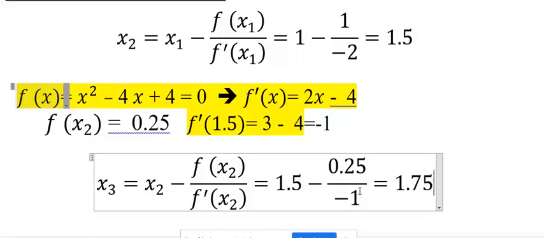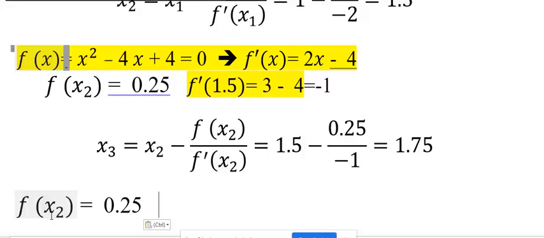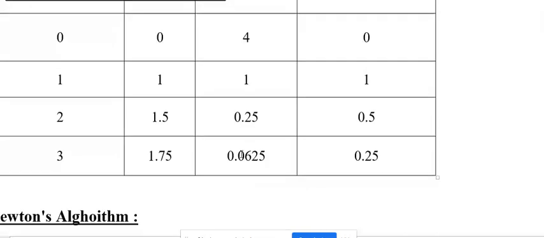And now, my dear, obtain the function at the new x3. What is f of x3? 0.0625. And you see here f of x2 equal 0.25, f of x3 equal 0.0625. And I think that f of x4 will be 0. So here is the table. This is f of x3.